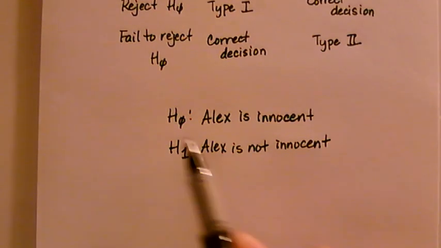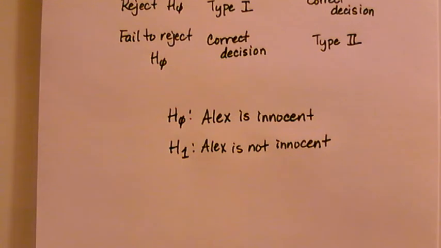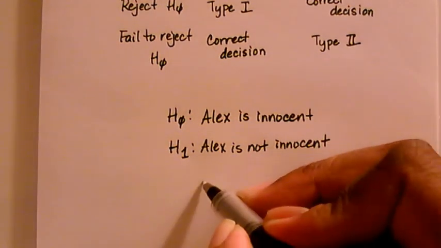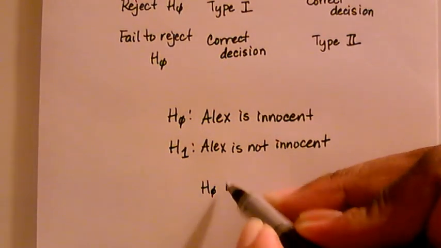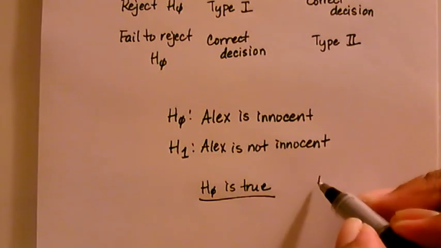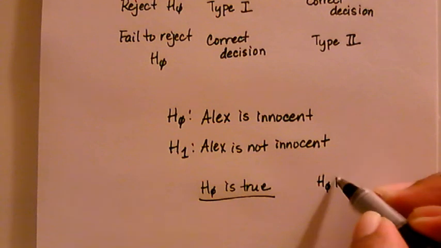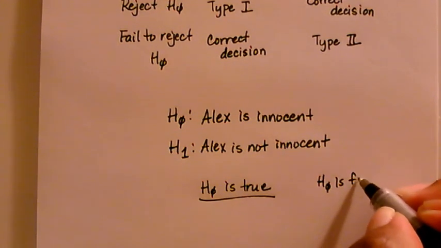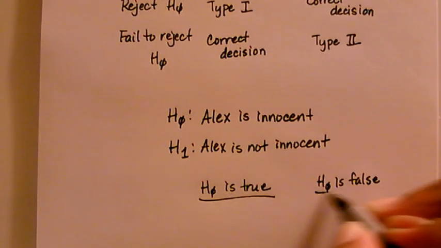Now again, we're testing the null hypothesis to see if it's true or false. So either the null is going to be true, that means that Alex is innocent, or the null hypothesis is false, meaning that Alex is not innocent.